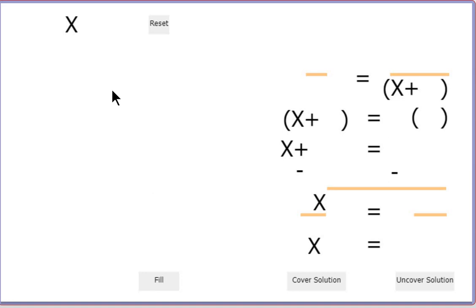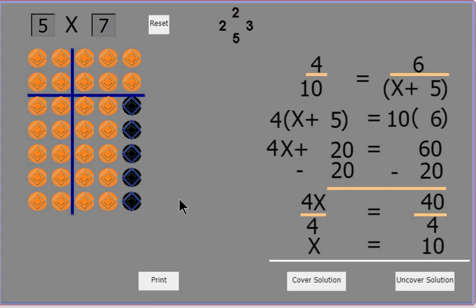You can also have a printable screen that allows you to put in your own numbers here for the rows and columns, and then you can generate your own array and solve the equivalent ratios. And then you can return to the original screen.